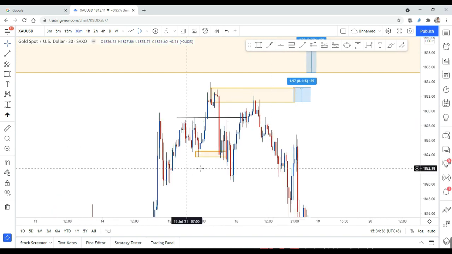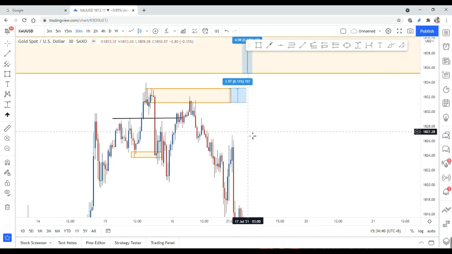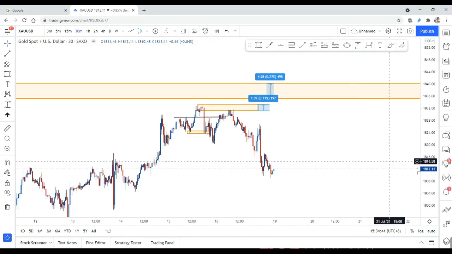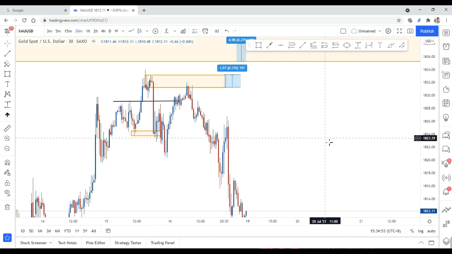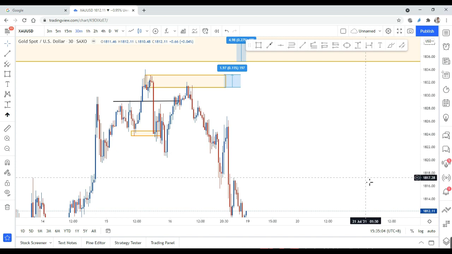So the price came back, tagged this zone, and then what happened? Let you guess. It drops all the way. Can you see? You have to be reminded every time that there is always an opportunity in failure. Sometimes you might get stopped out once. Don't give up. Always look for another opportunity. You will definitely see something very, very nice.